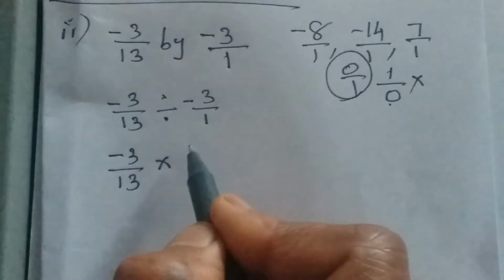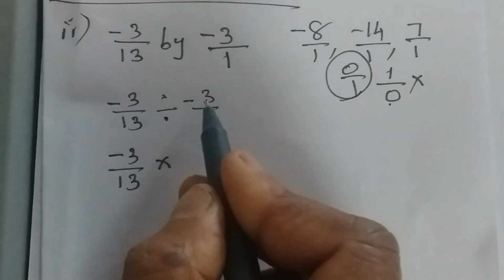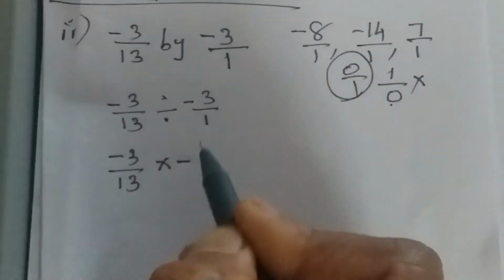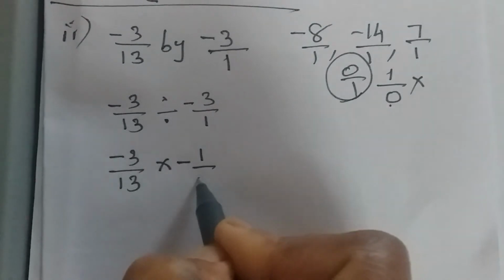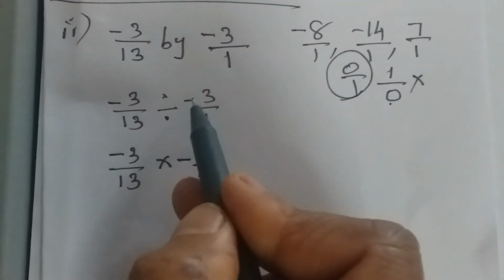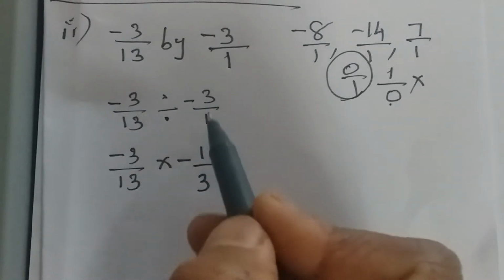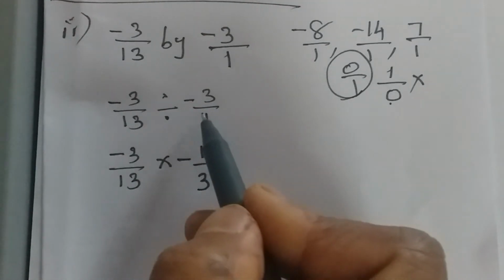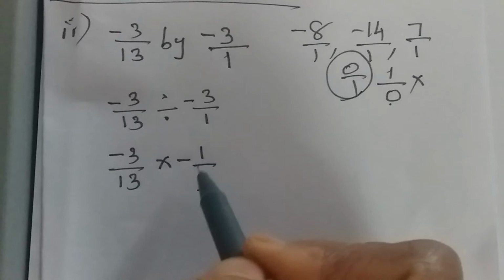Write this minus sign. When you are writing the reciprocal, the sign will not change. Minus as it is, minus 3 by 1 becomes minus 1 by 3. No change in the negative sign. Reciprocal of positive is positive, reciprocal of negative is negative only. Only the numerator and the denominator will change.